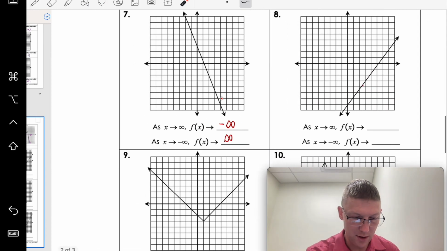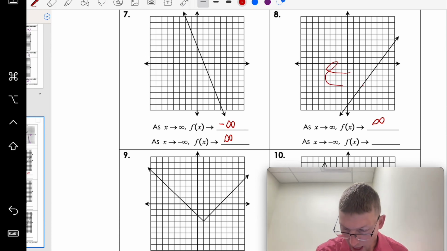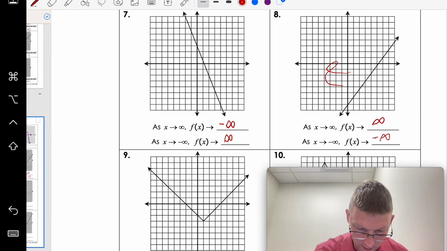So we can do the same thing over on number 8. Again, it's another line. So as x approaches positive infinity, so as we go to the right, f of x looks like it's going up, so it's going to approach infinity. And then as x approaches negative infinity, as it goes that way, f of x is going down, so we're going to have negative infinity.